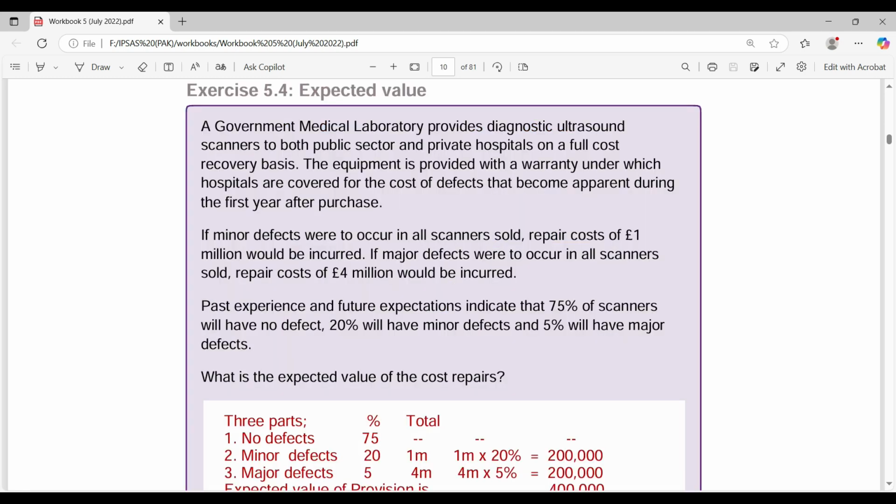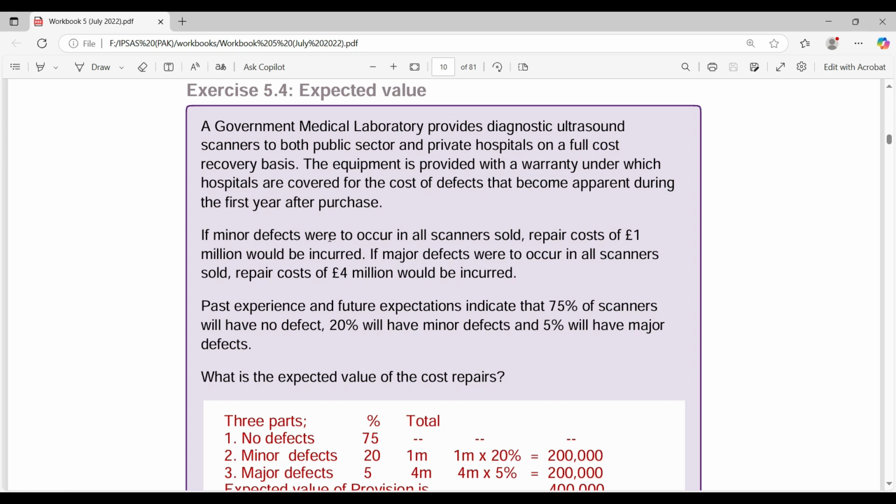Let's see another example. A government medical laboratory provides diagnostic ultrasound scanners to both public sector and private hospitals on a full cost recovery basis. The equipment is provided with a warranty under which hospitals are covered for the cost of defects that become apparent during the first year of the purchase. The laboratory gives a guarantee against its products.